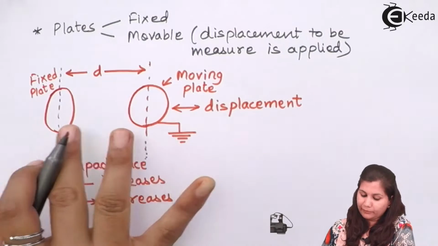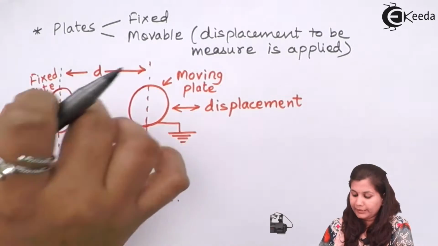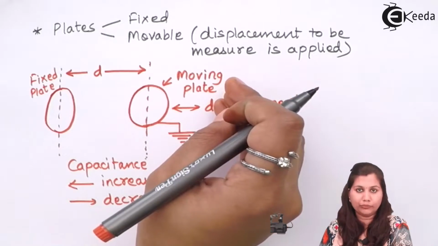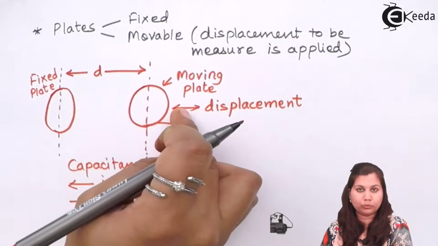So here in this diagram, you can see we are having two capacitor plates which are circular in shape. This shows the distance between the two plates. One plate is fixed and another is the moving plate. The displacement which we want to measure is applied to the moving plate.